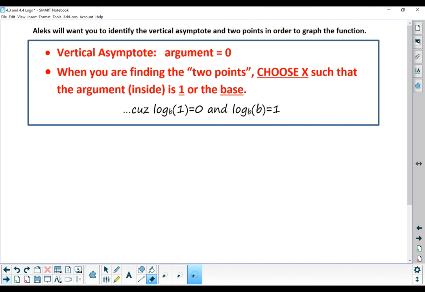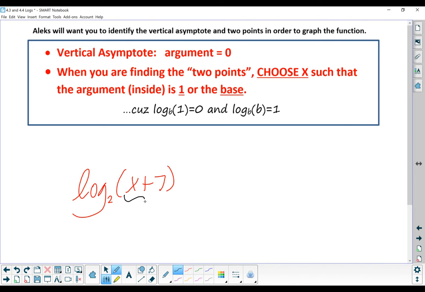Okay, so the way that we're going to be graphing these again is to plot the vertical asymptote and to find 2 key points. For the vertical asymptote, you're going to set the argument equal to 0. The argument is the stuff inside the log. So if it says log base 2 of x plus 7, that is called the argument of the log. So we set our argument equal to 0 to find the vertical asymptote.